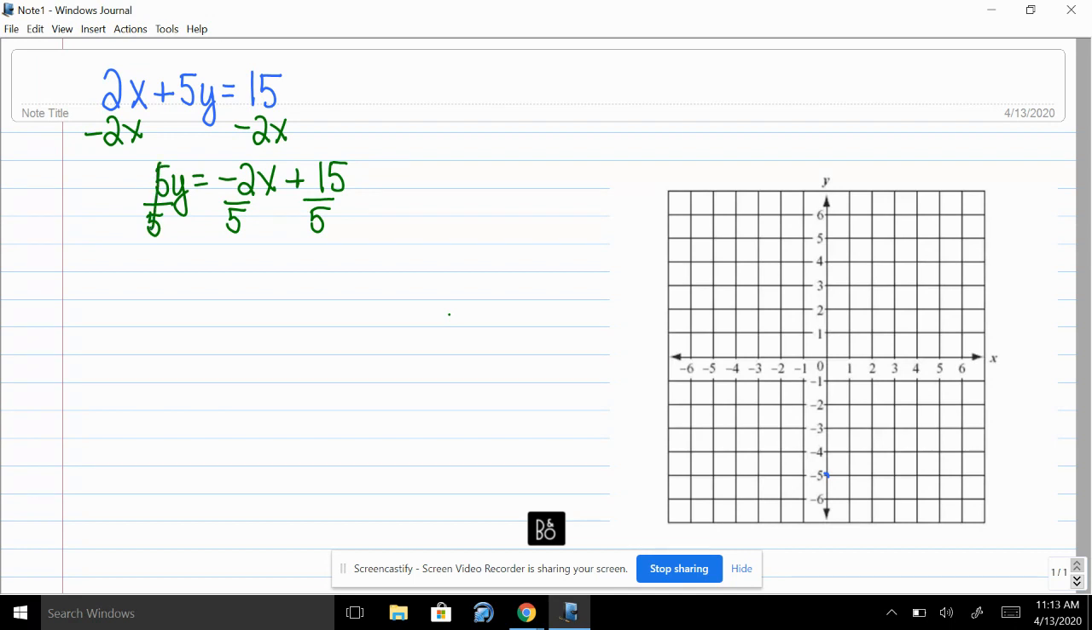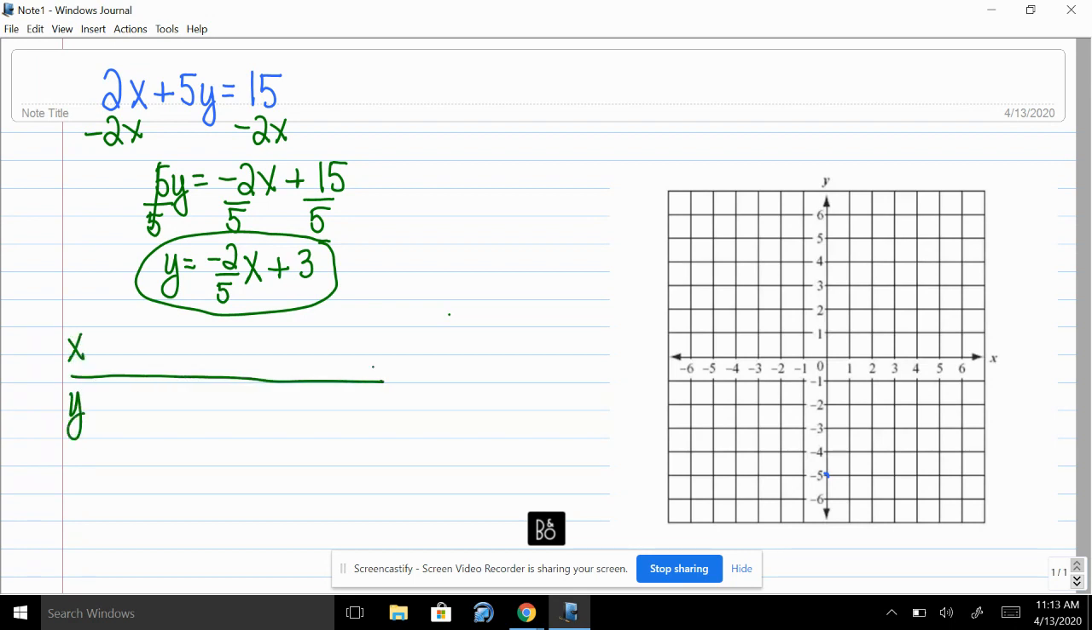So these 5s would cancel. y is equal to negative 2 over 5 x plus, this is nice and neat, 15 divided by 5 is 3. That's going to be a decimal, so I'm just going to leave it as a fraction. We should be able to handle a problem with a fraction now. I'm going to make sure this works out nice and neat for you guys so you're not dealing with floppy decimals. So now we have this equation, so now I can make my chart.